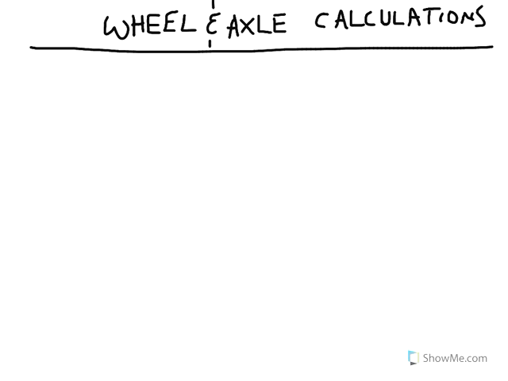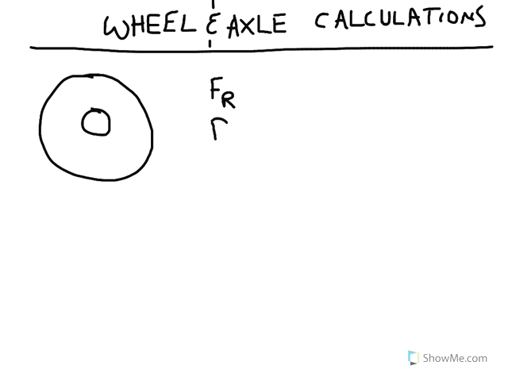So we first want to sketch this. A valve consists of basically two cylinders, two circles, the inside one and the outside one. We're going to end up with this problem like we do with basically every mechanical advantage problem. We're going to have a force of the resistance, distance of the resistance. We're going to have the force of the effort and distance of the effort.